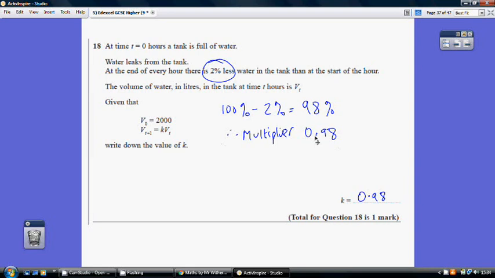Every single hour, the water that we've got at the beginning of the hour, if you multiply that by 0.98, that would tell you the amount of water you've got at the end of the hour.